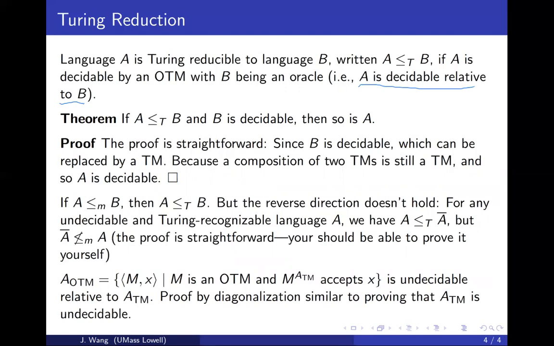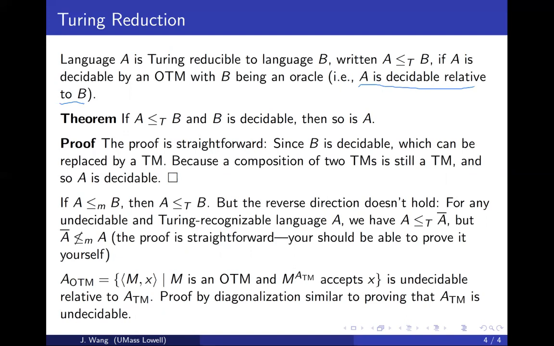Okay, so the proof is straightforward. Since B is decidable, that means for any query, it returns an answer. So that means we can replace that B by a Turing machine decider, because a composition of two Turing machines is still a Turing machine. That means then A is decidable, right?